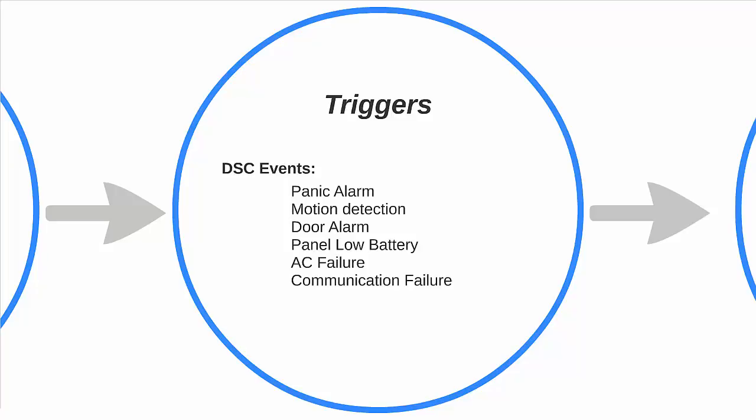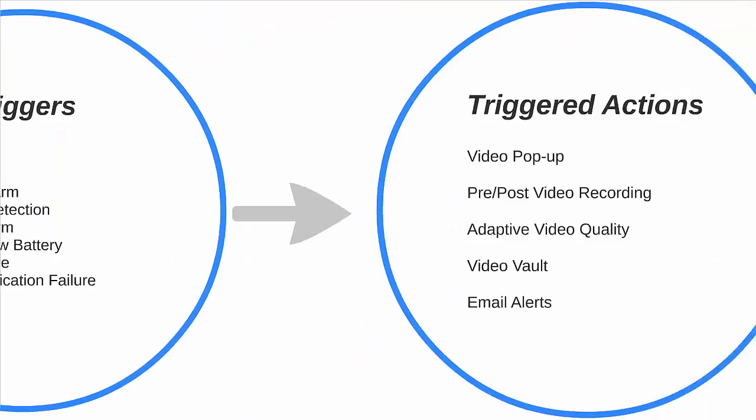Panic alarms. So we can create triggers off of panic alarms. If a motion detector or a door goes into alarm, we can create triggers from there as well. Panel low batteries, AC failure, communication failures, we can use those to trigger other events as well. What would we want to trigger with all of these events?